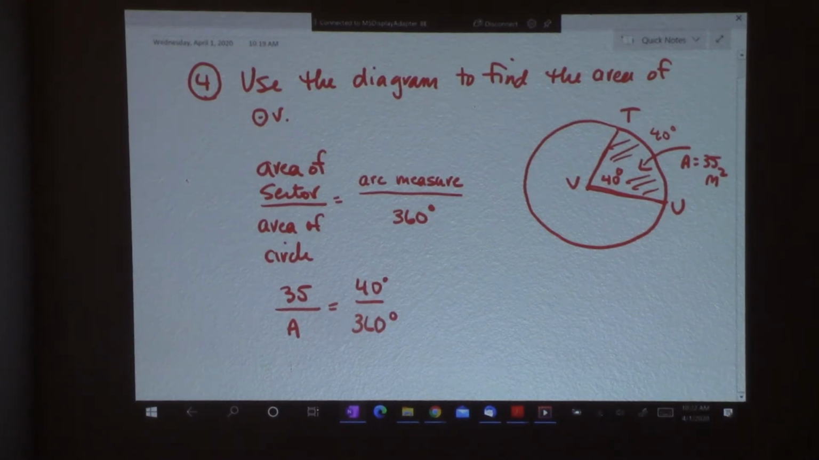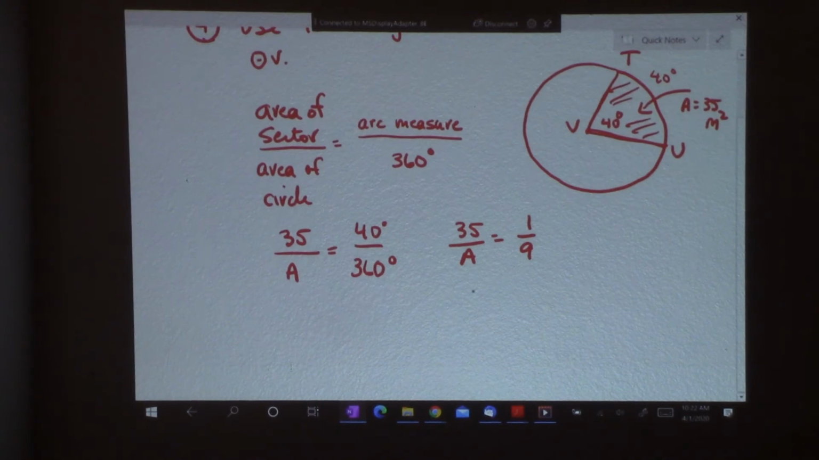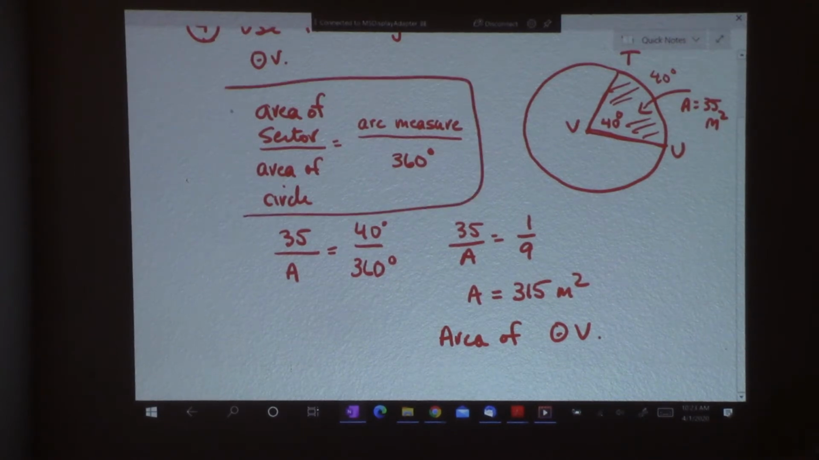Okay, so now I just cross multiply. 40A equals, actually, you know what, let's do this. Let's reduce 35 over A to 1 over 9. 4 out of 36 is 1/9. So now I cross multiply 1A times, and then I have 35 times 9 is 315 meters squared. So that's the area of the whole circle. And I can use my ratio and proportion to figure it out.